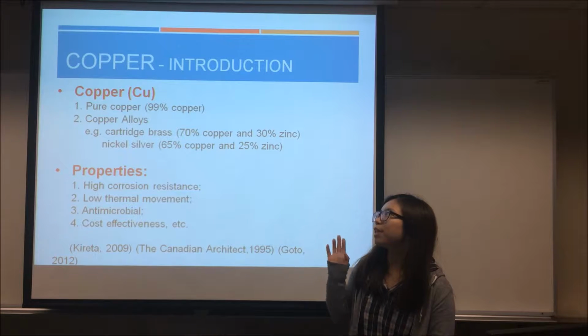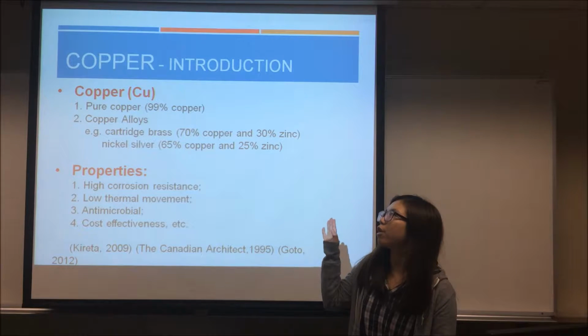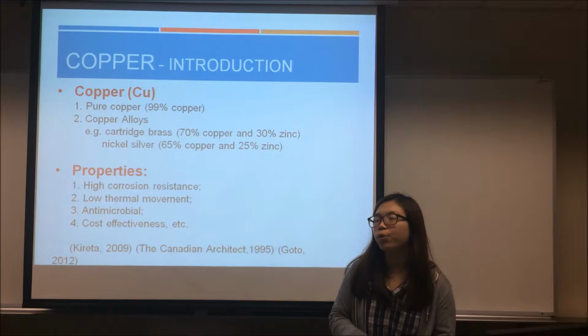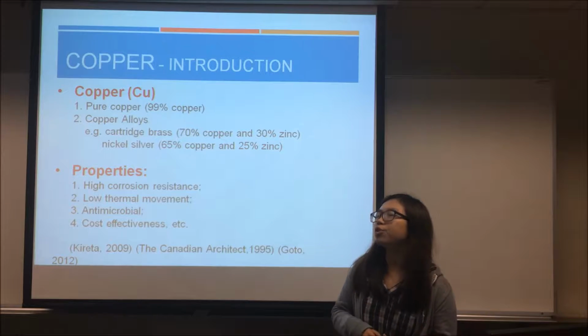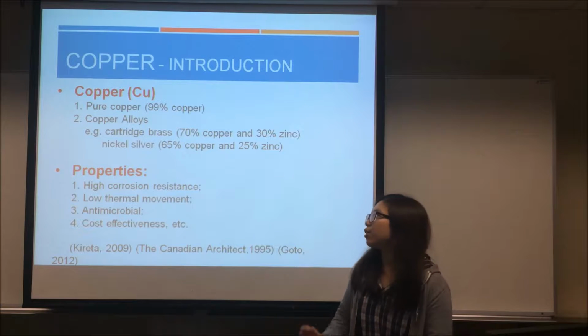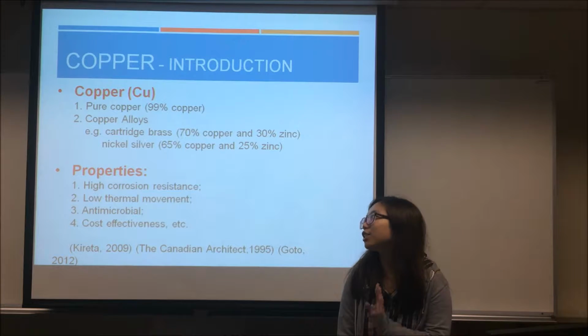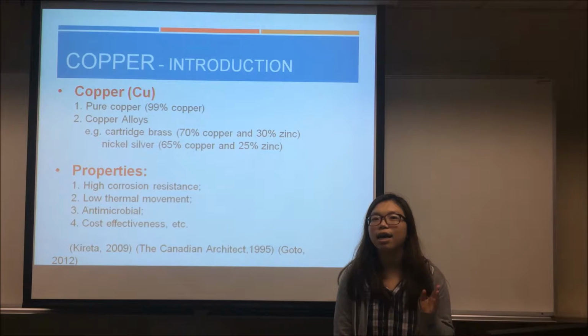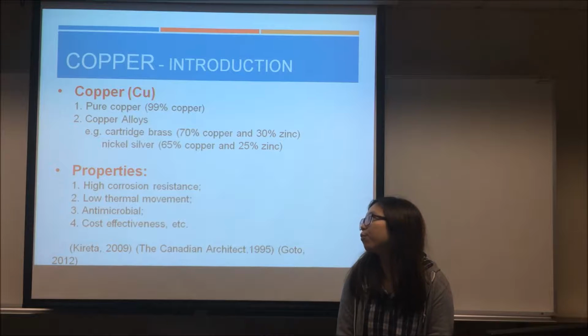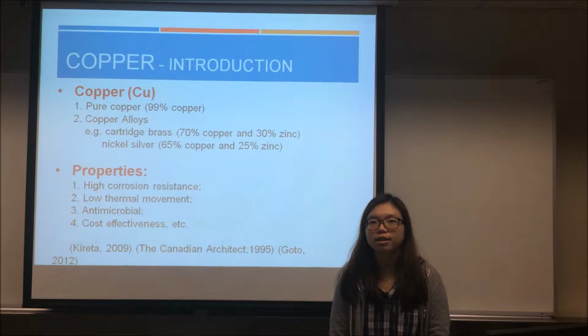Copper can be simply divided into pure copper and copper alloy, in which copper alloys include brass and bronze. The wide use of copper in the construction industry is mainly due to its properties, like high corrosion resistance, low thermal movement, and antibacterial properties, and also its cost effectiveness.